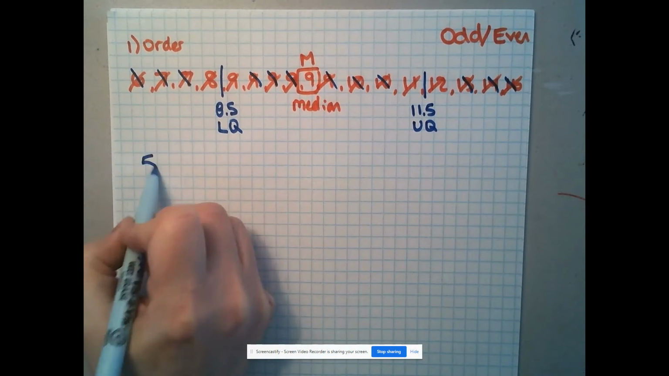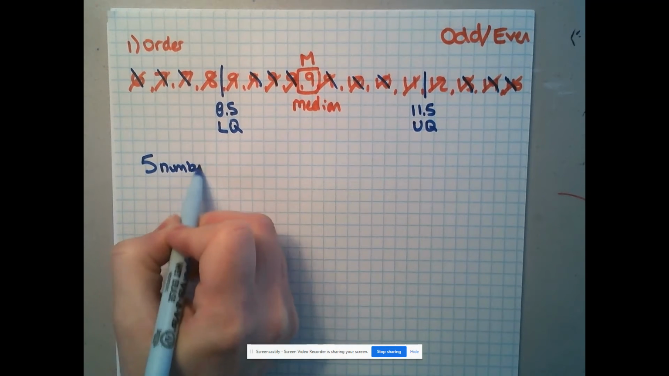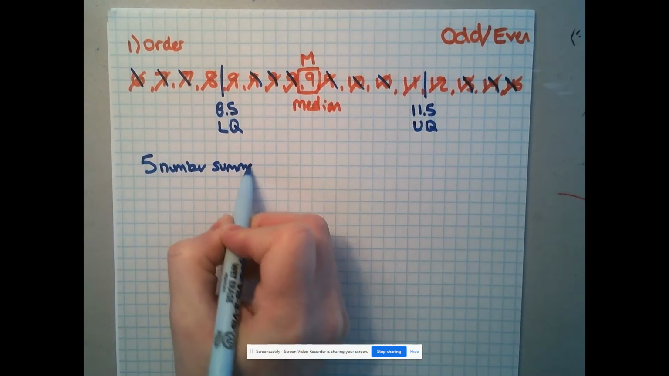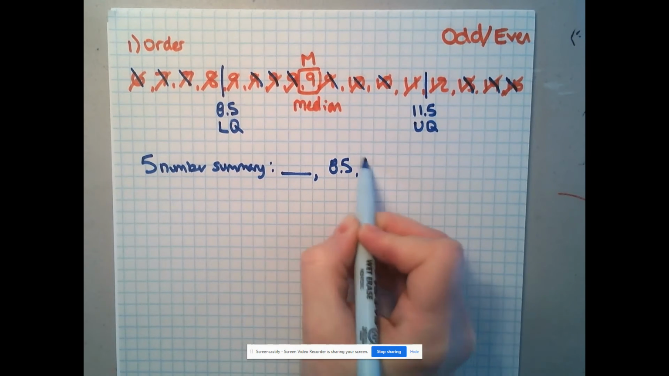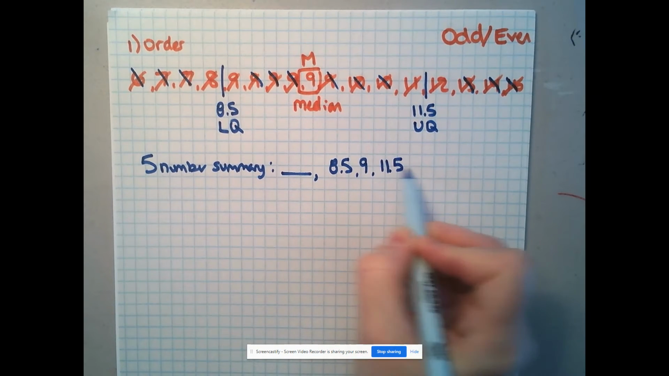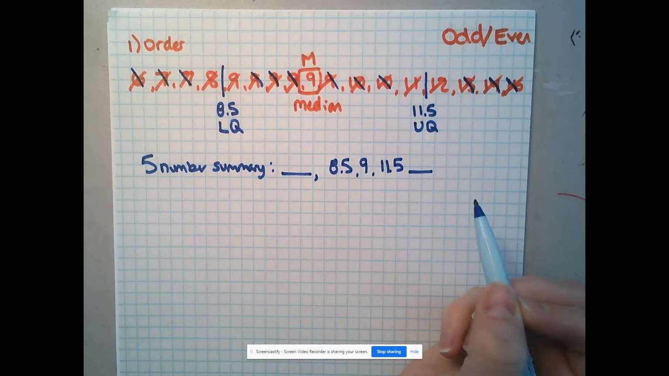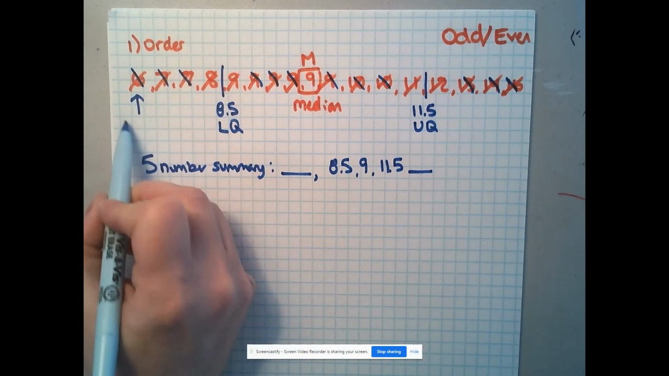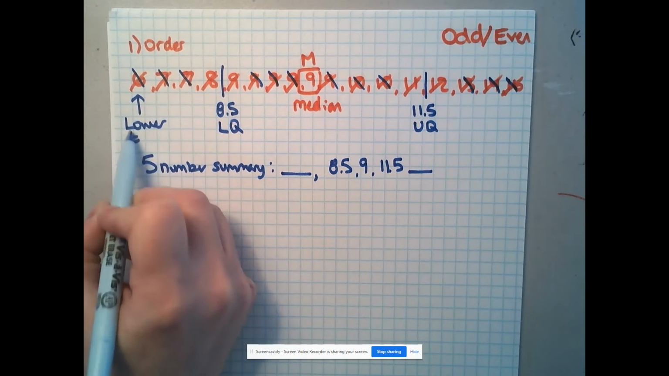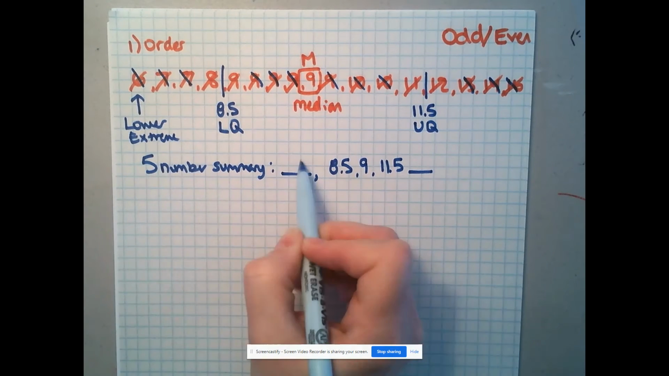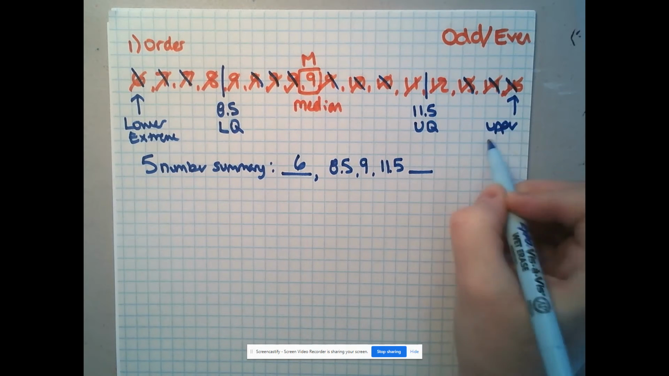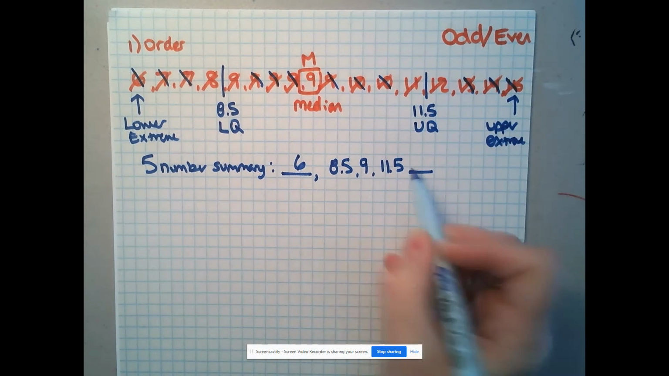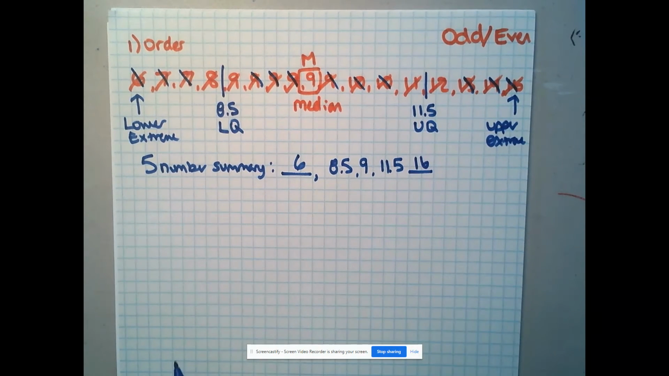So in my 5-number summary, I'm going to have blank, 8.5, 9, 11.5, and then another blank. Remember, those 2 blanks were saved for our lower extreme, 6, and our upper extreme. Pretty sure that was a 16. And so now I've got the 5 numbers that I need.